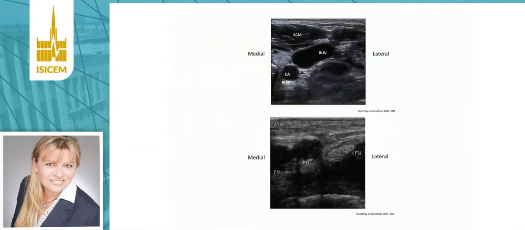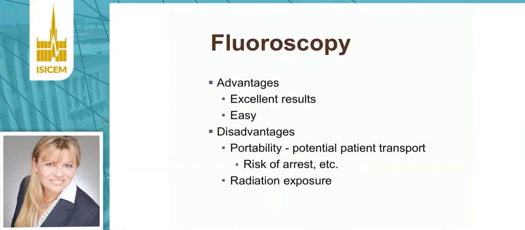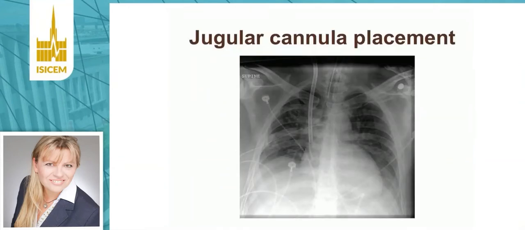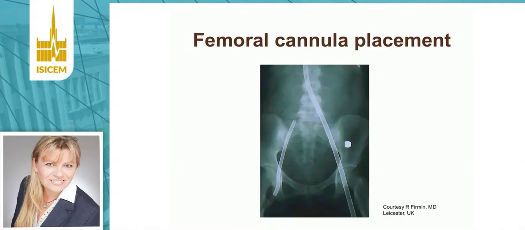Talking about ultrasound, you can see the anatomy of the jugular and femoral areas. For fluoroscopy, we have some advantages and disadvantages, and the most important is portability. We can use ultrasound everywhere, but for fluoroscopy you have to bring the patient to the fluoroscopy room, and there is radiation exposure. This is a picture of how the jugular cannula placement looks on X-ray, and femoral cannula placement for dual femoral cannulation.